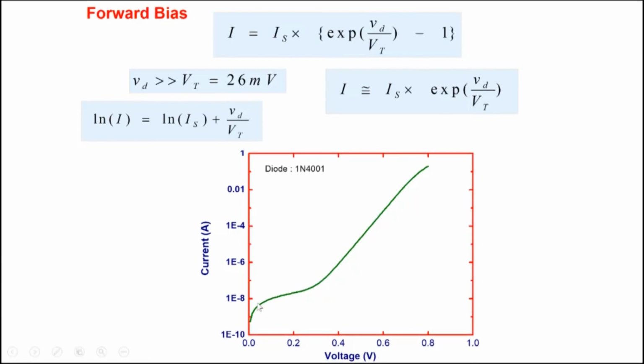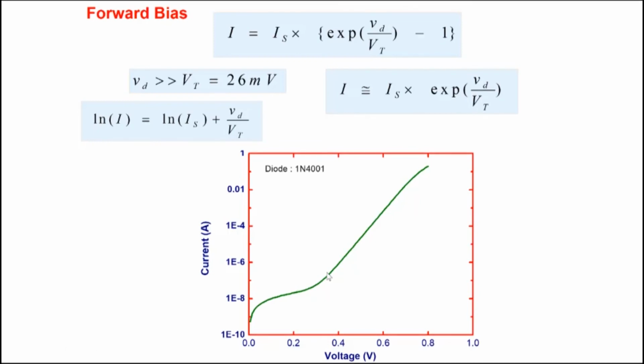Again, it is not exponential here. The other thing that you note here is that we normally keep on saying that the diode has a current flowing at all voltages. There's a current flowing at 0.1, 0.2, 0.3, 0.4, at all these voltages. So it's not that the diode conducts current only after a certain voltage.